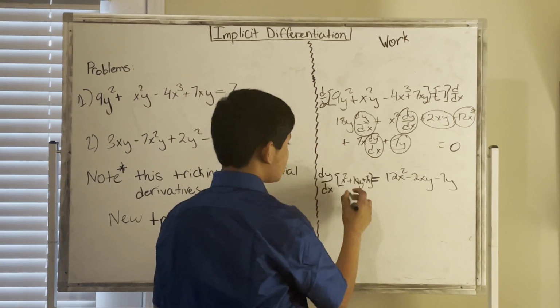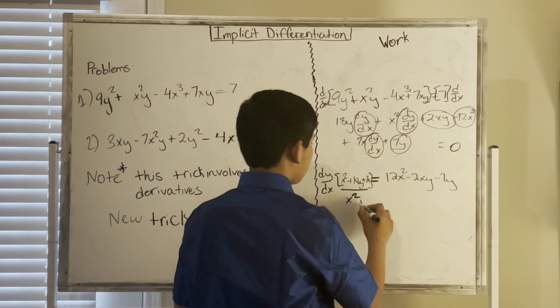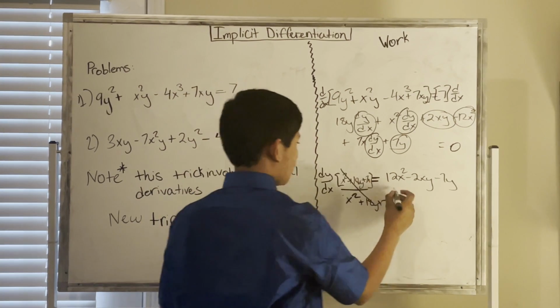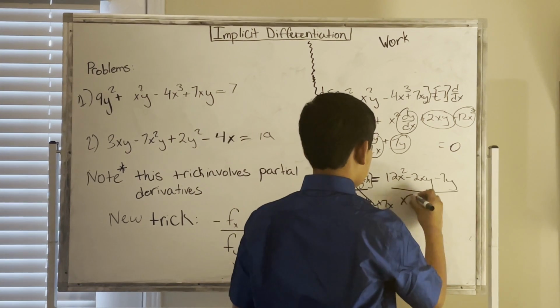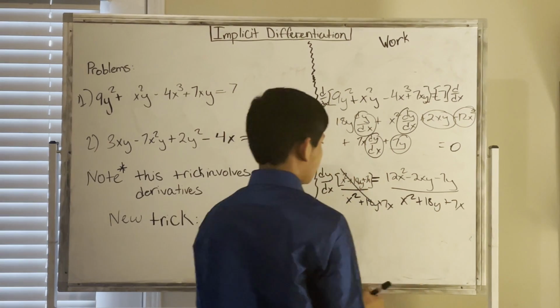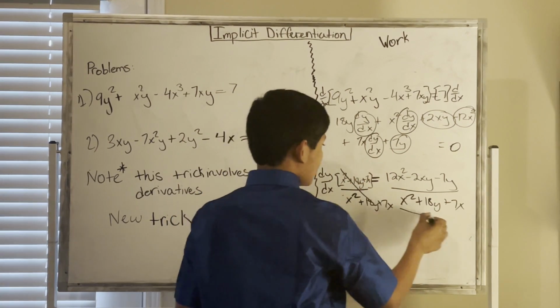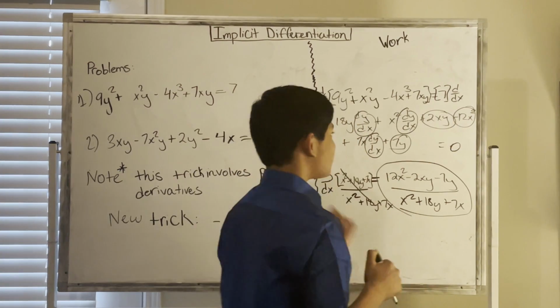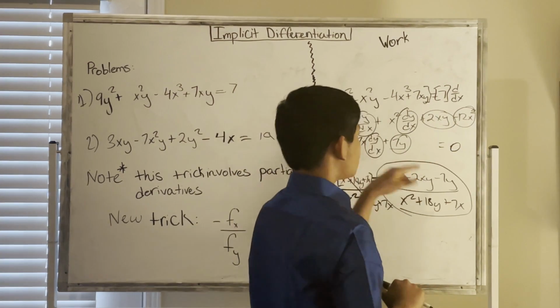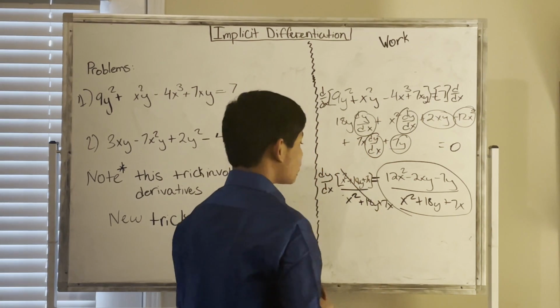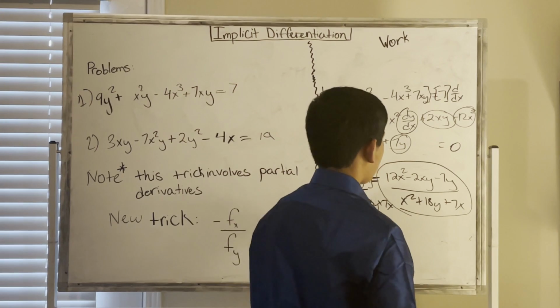And now we can just divide by this, x squared plus 18y plus 7x, and essentially we're done. So this is going to be our answer, but let's just check it. So if we move this, this will become positive 12x squared, this will become negative 2xy, this will become negative 7y, so the numerator is correct. On the denominator, we have x squared plus 18y plus 7x.